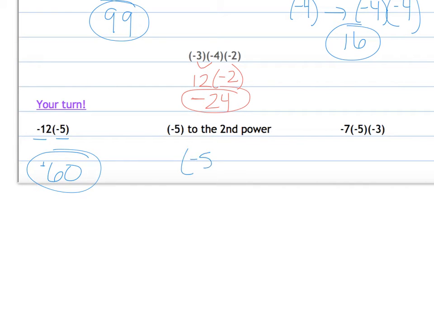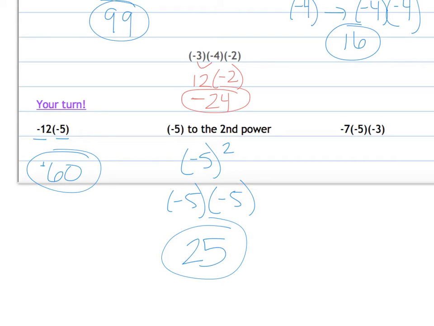Negative 5 to the second power would be negative 5 times negative 5. Same sign, positive 25. Again, left to right, negative times negative is positive times another number. Times 2 I know is 70, so 70 plus 3 for, oh, that's a negative 3. So different sign, so it's negative 105.